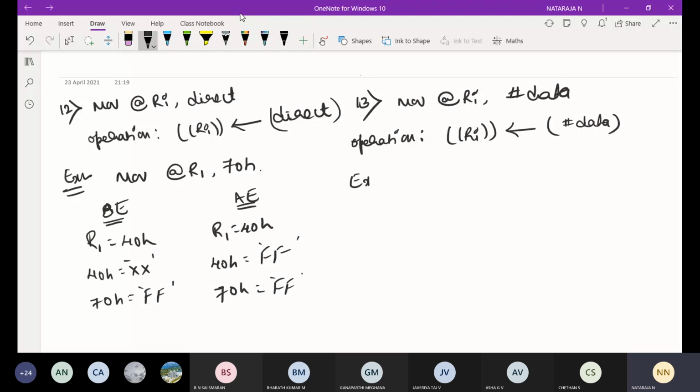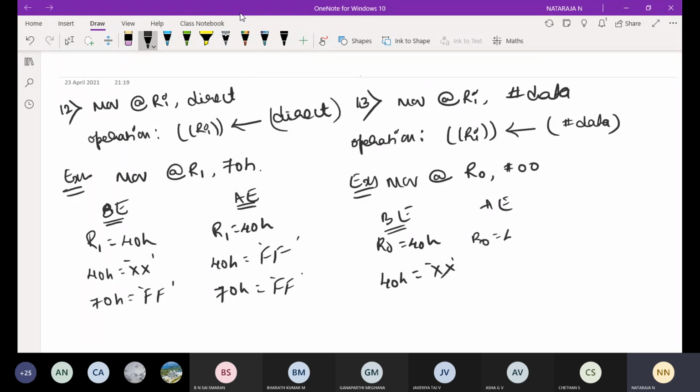Take an example. Move at R0 comma hash 0, 0. Before execution, R0 is equal to 40H, 40H is equal to XX. After execution, R0 is equal to 40H, 40H is equal to 0, 0.